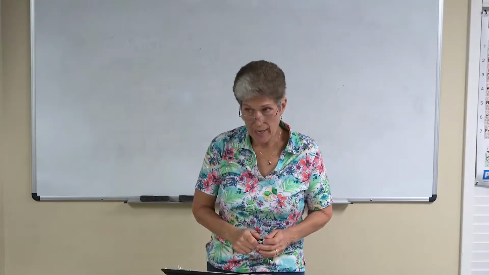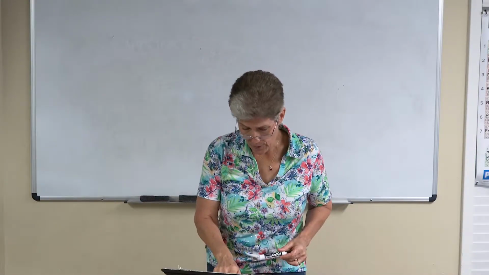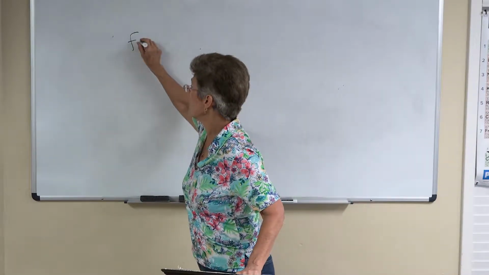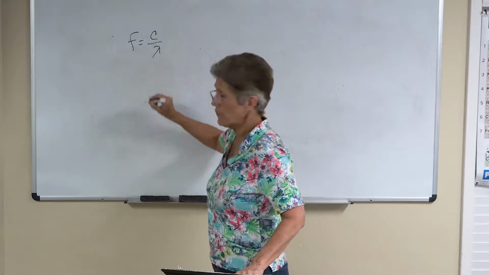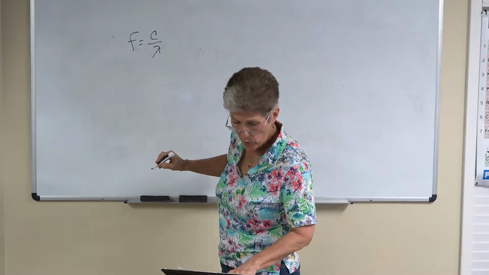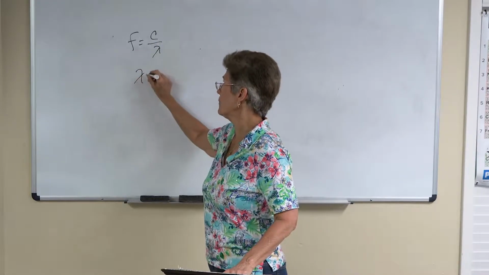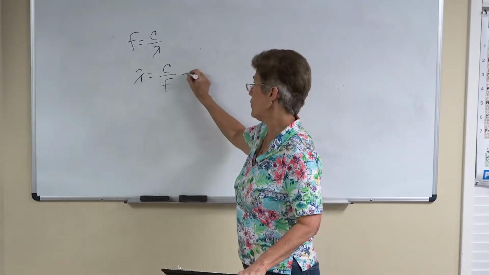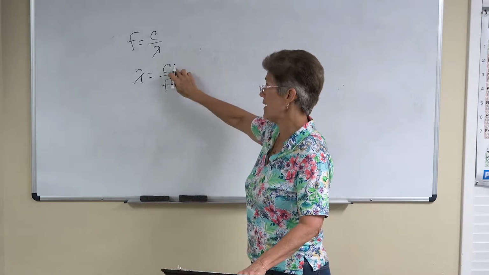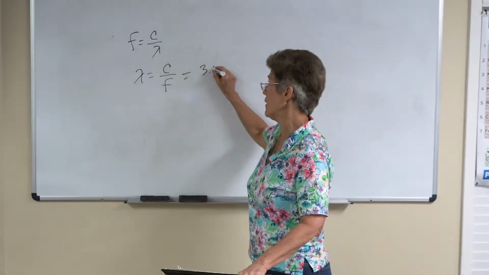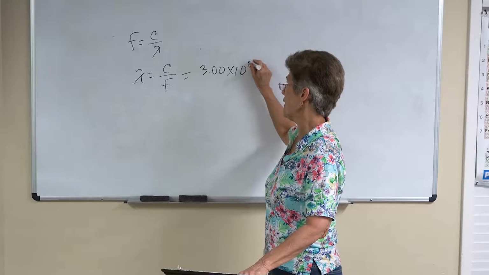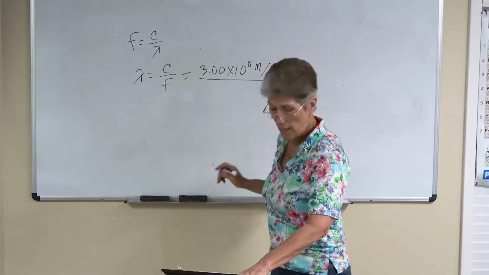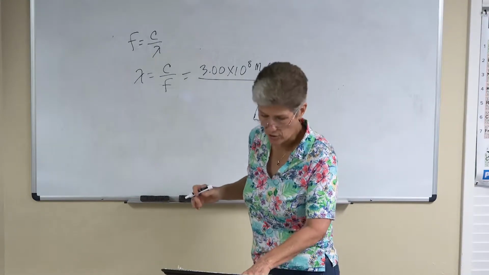Number 6, yellow light has a frequency of 5.1 times 10 to the 14th hertz. What is its wavelength? Okay, so we know that frequency equals C over lambda, and we are looking for the wavelength, so we're going to go lambda equals C over frequency. We know that C, which is the speed of light, is 3.00 times 10 to the 8th meters per second. You don't have to have that memorized, but I do.